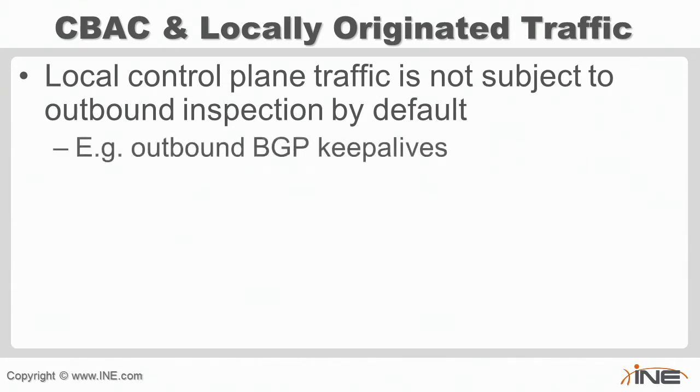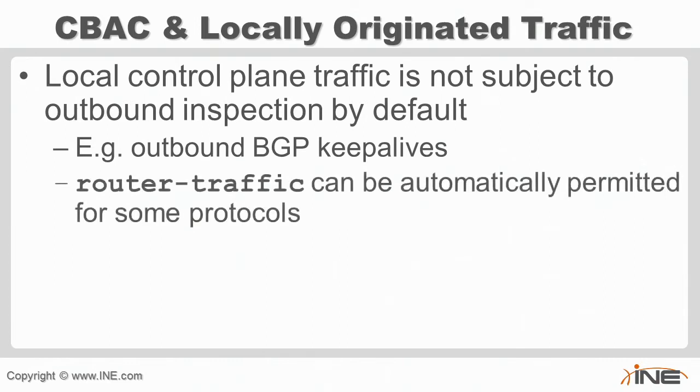So if the router is forming a BGP peering to someone else, the TCP session that the router generates locally is not going to hit the inspection. So it's an order of operations issue on the traffic leaving the interface. Now we'll see that there is a minor exception to this for CBAC, where we have an option on the inspection that is router-traffic, but this is not going to work for all protocols. It's going to work for some of them, like BGP, but it's not going to work for other non-TCP, UDP, or ICMP protocols.